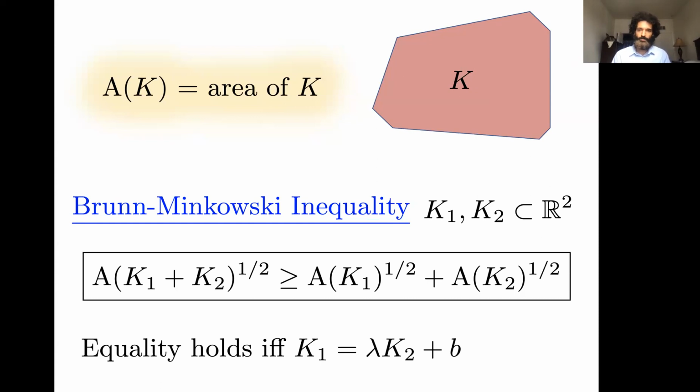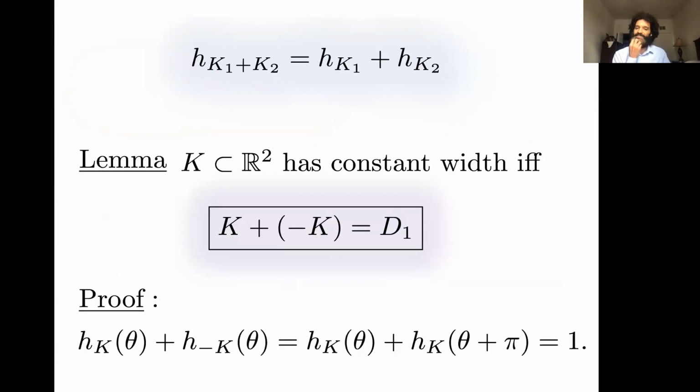This inequality also implies things like the isoperimetric inequality from geometry and a number of other things. It's very, very useful to know. Related to bodies of a given width, we have this lemma, this characterization of bodies of a given width.